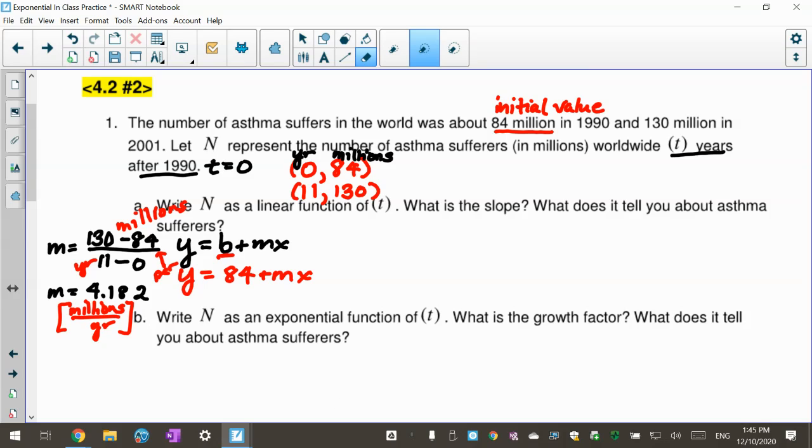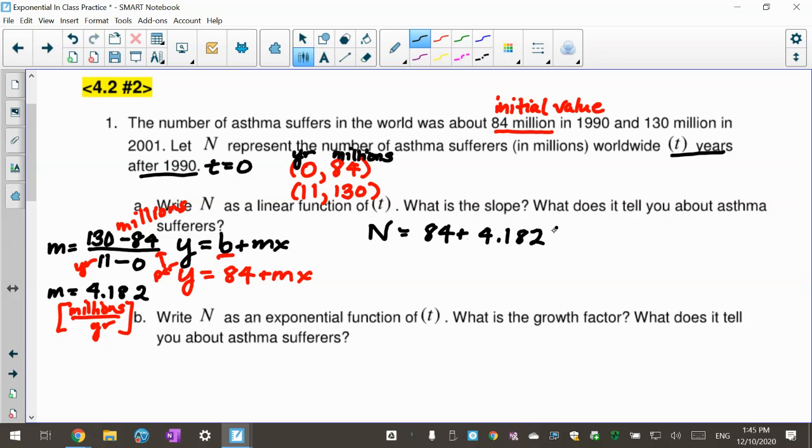So now they said to use n's and t's, so I'm going to. So the n, the number of asthma sufferers, is going to be 84 million plus 4.182 per year, million people per year. So there right here is my linear function. Now they say, what is the slope and what does it tell you? Well, it tells me that it's increasing 4.182 million asthma sufferers per year.